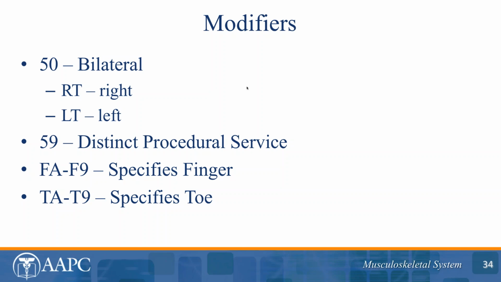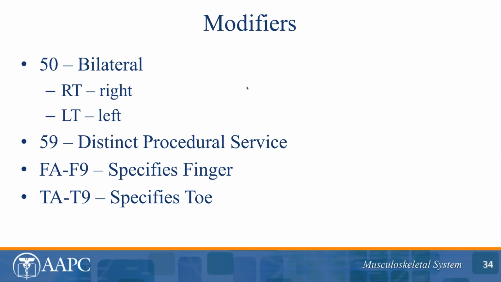Modifier 59, we spoke about that a little bit too. Modifier 59 is a distinct procedure. So for example, anytime you see a separate procedure in parentheses next to the CPT code, you should say to yourself, this is a procedure that's usually performed by itself. In the instance where it is performed with another procedure, you make sure that you append modifier 59 to show them, hey, it's not usually performed with this procedure, but it was performed.